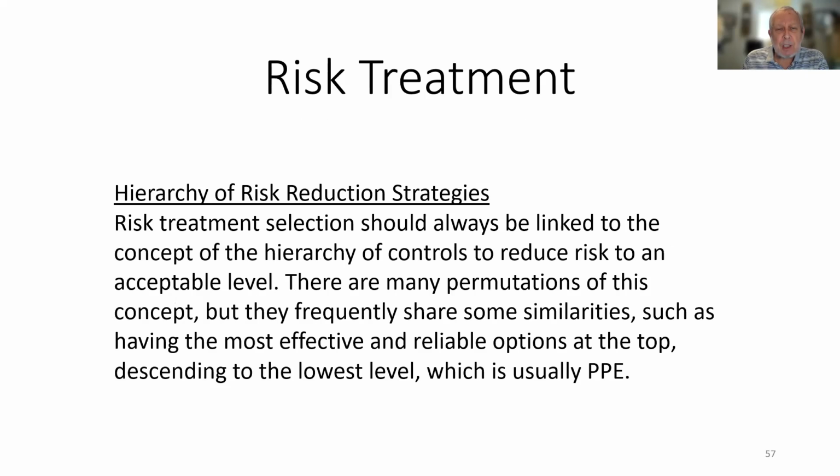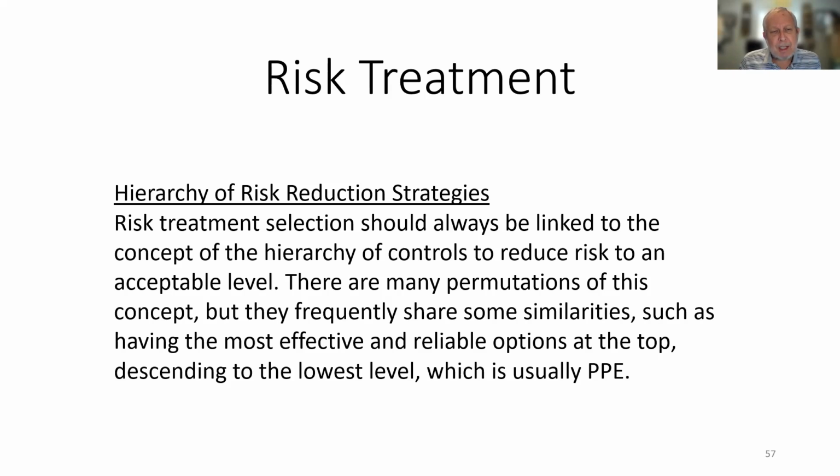Hierarchy of risk reduction strategies. Risk treatment selection should always be linked to the concept of the hierarchy of controls to reduce risk to an acceptable level. Hierarchy of controls really just stacks those controls in a common sense order from the best control, or the most effective, to the least effective. So if you're going to consider controls, you don't want to consider the least effective first. You want to consider the most effective first. And if that doesn't work, you'll work your way down.